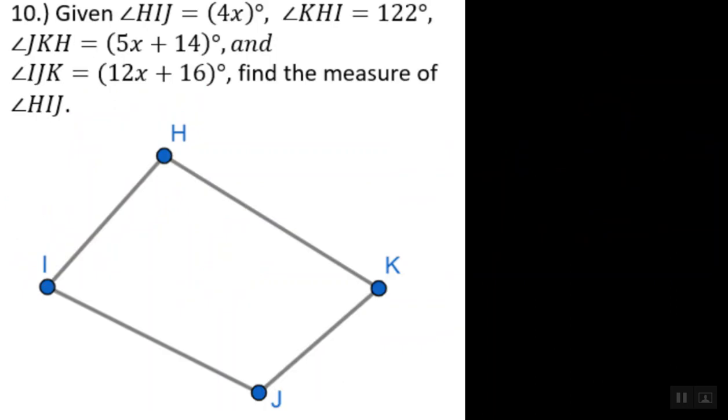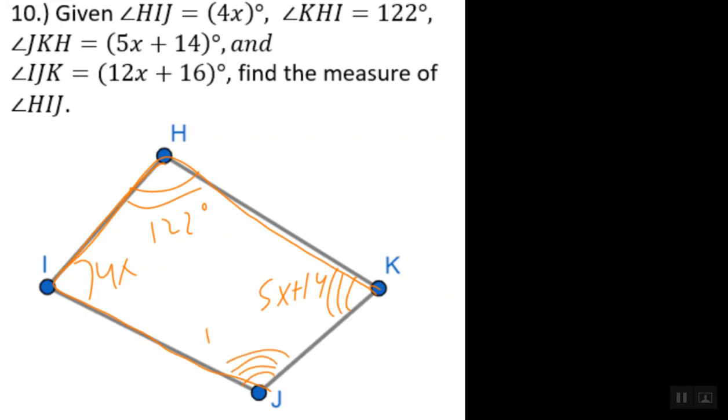Okay, for problem number 10, we are given the angle HIJ is going to be 4x. We are given the angle KHI, so KHI is going to be 122 degrees. We're given that angle JKH is going to be 5x plus 14. And lastly, we're given this angle down here in the bottom will be 12x plus 16.